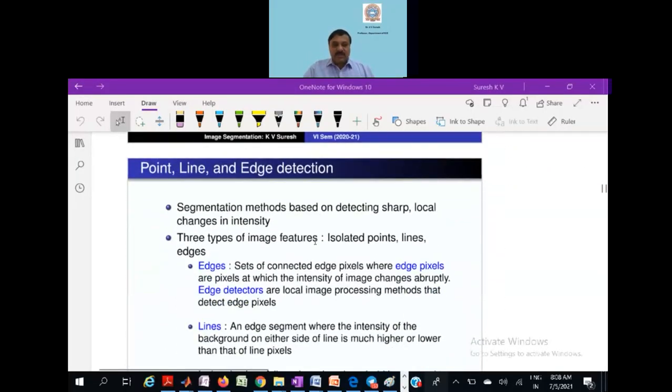So with this, let us continue with the next topic, which is detection of points, lines, and edges in an image. Detecting an isolated point, a line, and an edge is important when you want to segment objects. Let me explain what I mean by a point, a line, and an edge. I think with an example I can explain this.